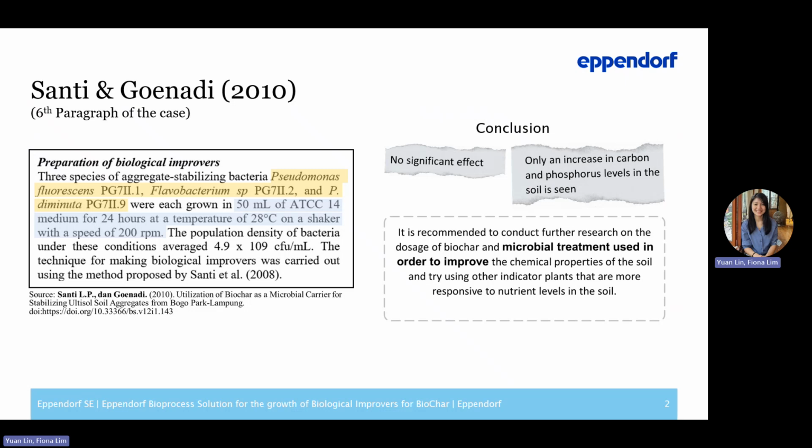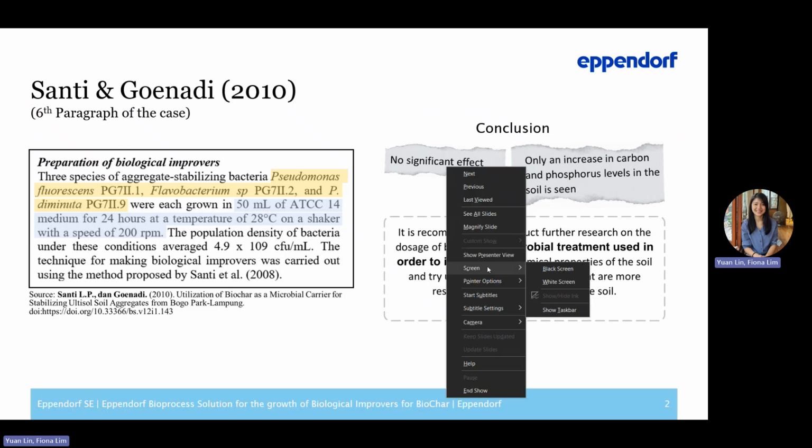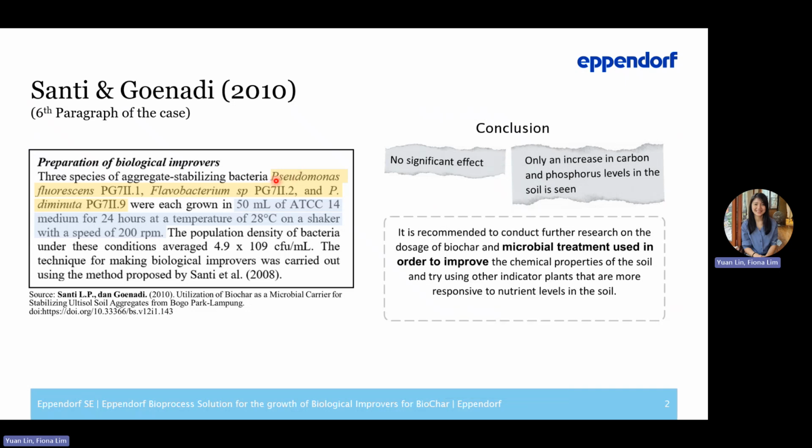well as structure. So today, I would like to present to you an Eppendorf solution for the growth of these biological improvers for biochar. These three bacteria which are mentioned are highlighted in yellow here in the slide that is being presented. So they are the Pseudomonas fluorescens, Flavobacterium species, as well as P. diminuta.